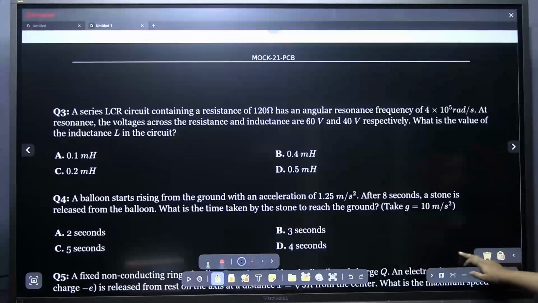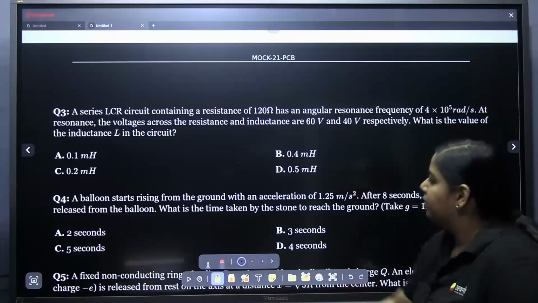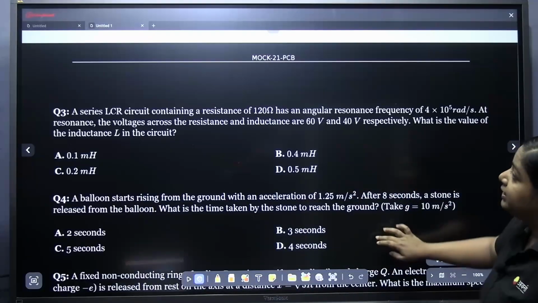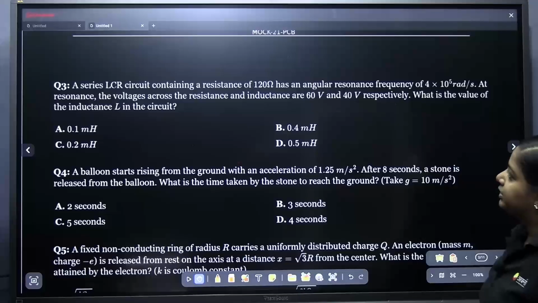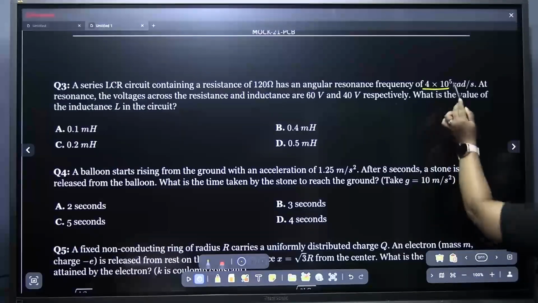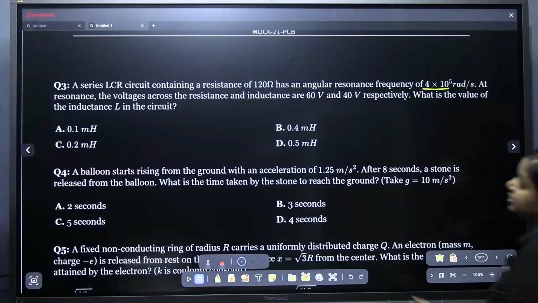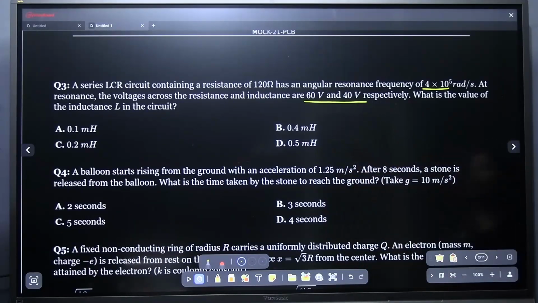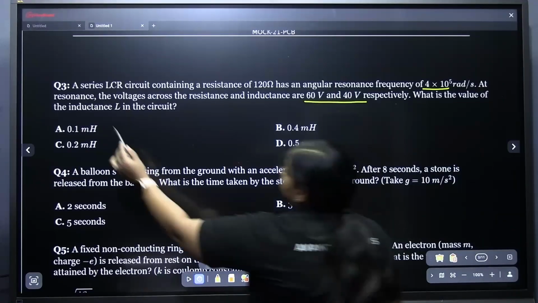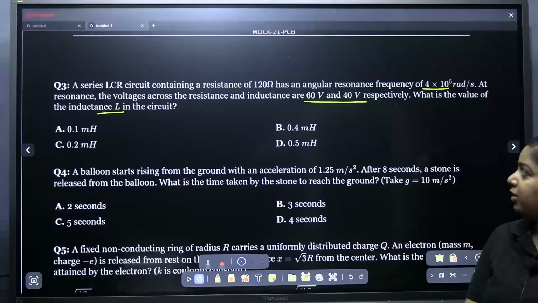So next one, question number 3. A series LCR circuit containing a resistance of 120 ohm has angular resonance frequency 4 into 10 to the power 5 radian per second. At resonance, the voltage across resistance and inductance are 60 and 40 volt respectively. What is the value of inductance L in the circuit? So you have to find the value of L.